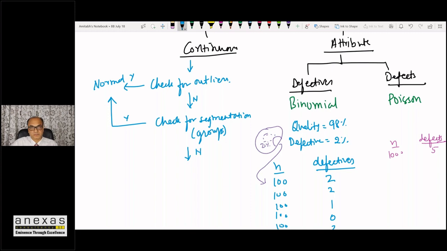If it is still non-normal, then there is something called Box-Cox transformation. Now it is an overkill, but it is there.